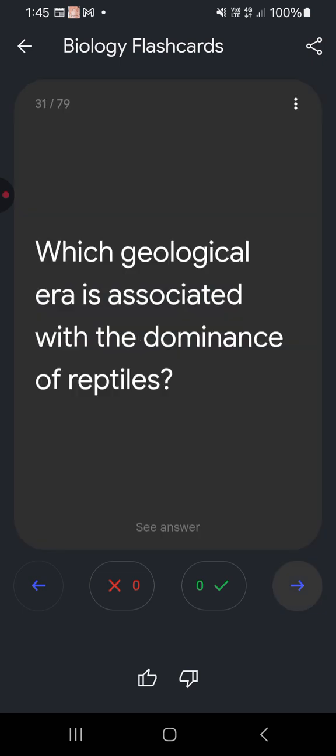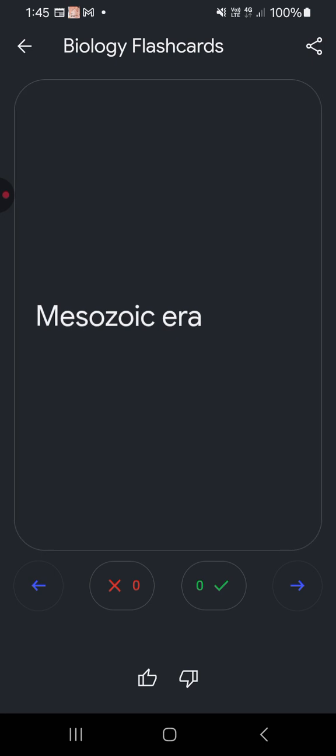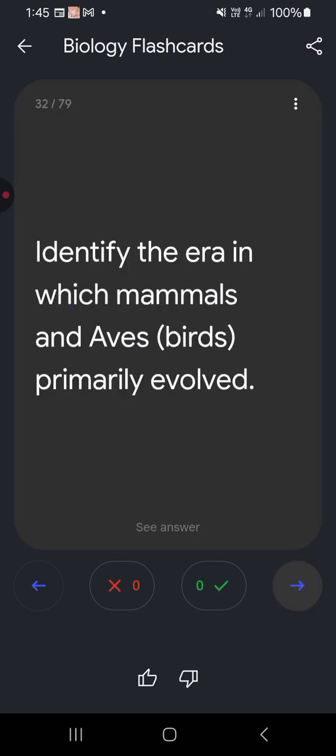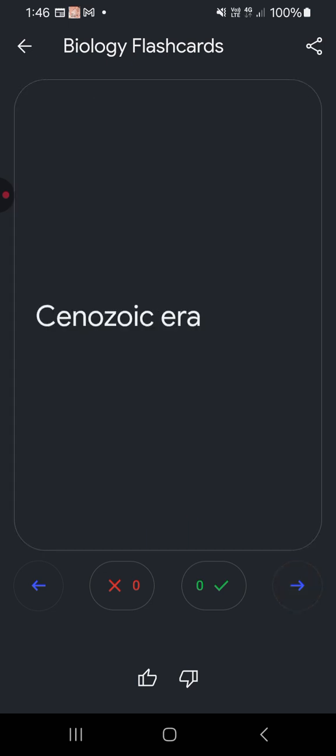Which geological era is associated with the dominance of reptiles? Mesozoic era. Identify the era in which mammals and aves, that is birds, primarily evolved. The answer is Cenozoic era.